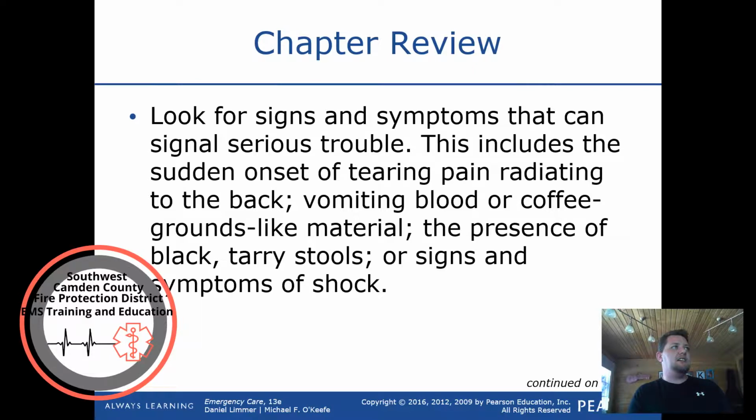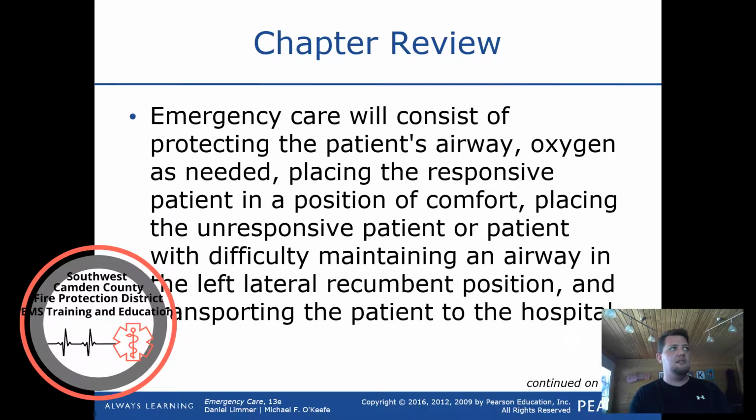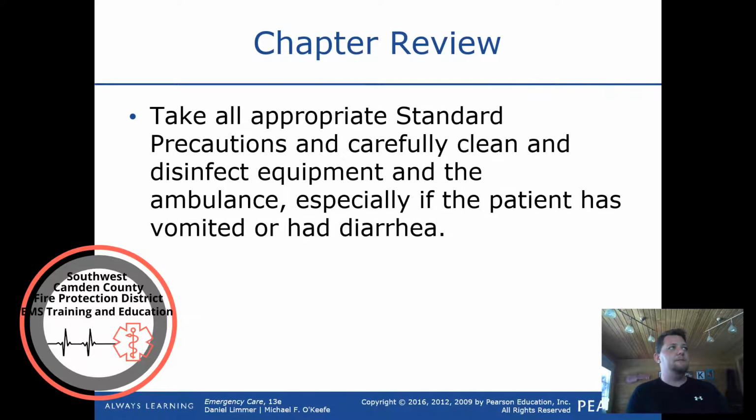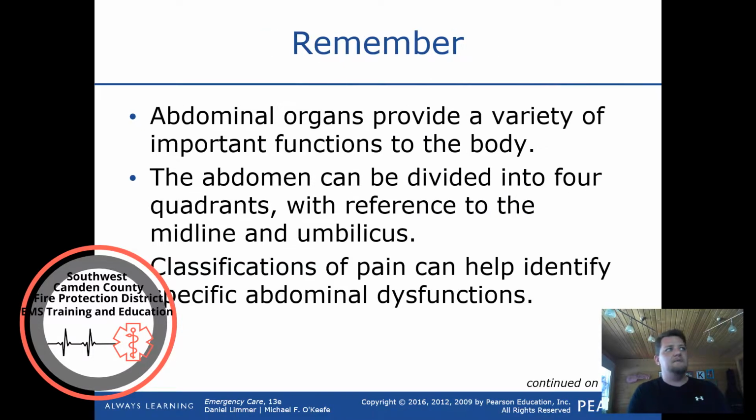So look for signs and symptoms that can signal serious trouble. These include sudden onset of tearing pain radiating to the back, vomiting blood or coffee ground emesis, the presence of black tarry stools, or signs and symptoms of shock. Emergency care will consist of protecting the patient's airway, oxygen as needed, placing the responsive patient in a position of comfort, placing a patient who is unresponsive or has difficulty maintaining an airway in the left lateral recumbent position, and transporting to the hospital. We're going to take all appropriate standard precautions and carefully clean and disinfect the equipment in the ambulance, especially if they vomited or had diarrhea.